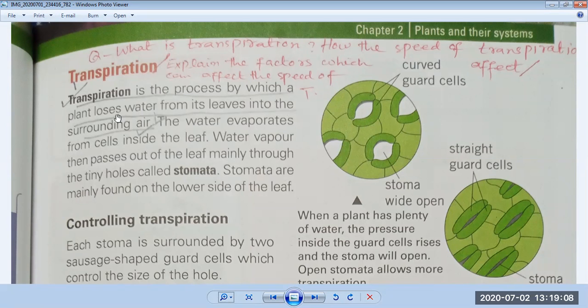Transpiration is a process by which a plant loses water from its leaves into the surrounding air. It is a process in which plants lose their water through leaves into their surroundings. So the water evaporates from cells inside the leaf. Water vapor then passes out of the leaf mainly through the tiny holes called stomata. Stomata are mainly found on the lower side of the leaf.